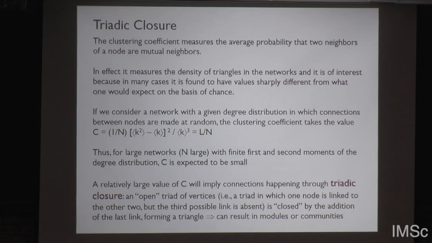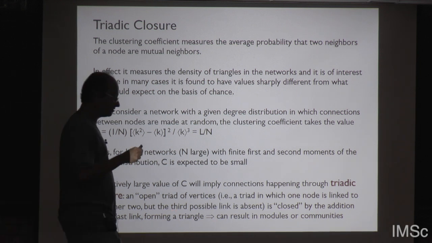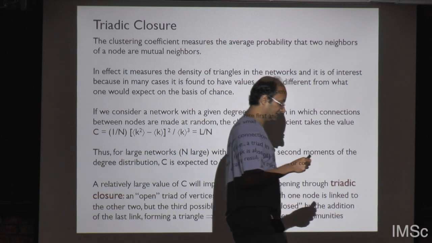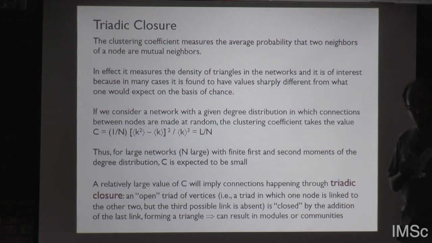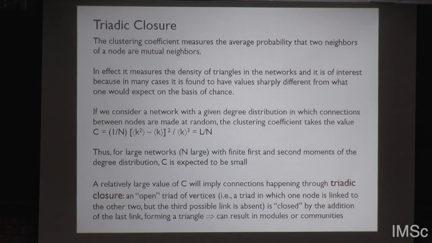and ask, is this more clustered than what you would expect by chance? So if it is more clustered than what you would expect by chance, you would say that clearly there is evidence of triadic closure in the network. And the reason why people are often interested in whether a network has evidence of triadic closure is that typically the occurrence of triadic closure results in the formation of modules or communities. Okay?